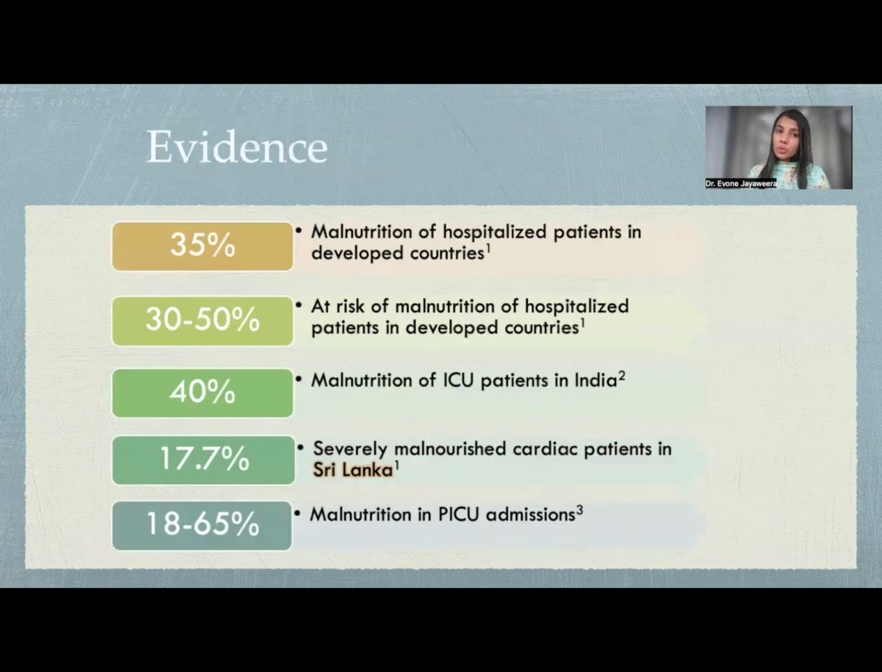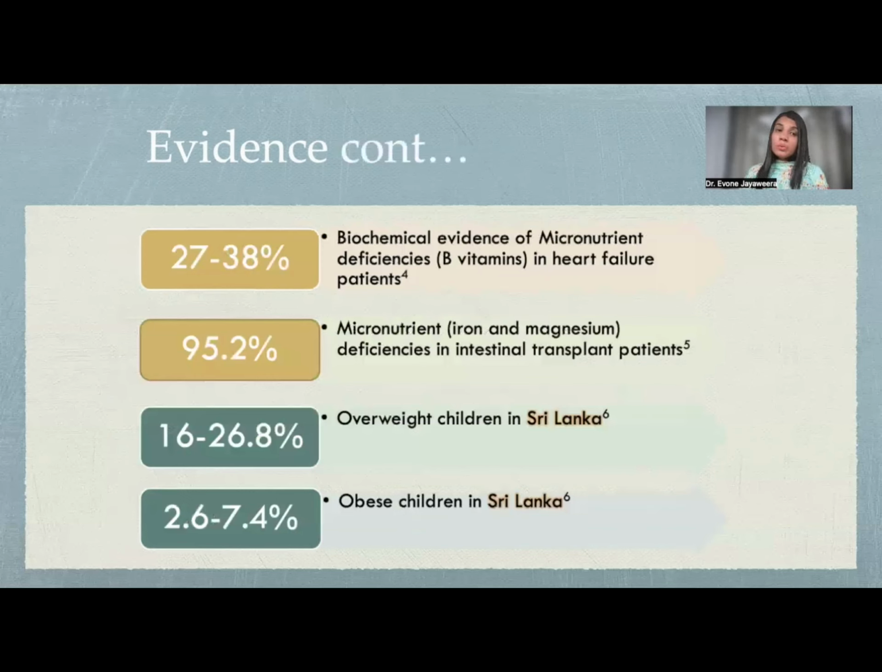Further to what I was saying, these are the evidences. Even in developed countries, 35% of patients are malnourished, and also 30 to 50% are at risk of malnutrition. And in our ICUs in India, it's found that 40% of patients are malnourished when they are being treated for other disease in ICUs. In Sri Lankan data, about 17% of cardiac patients are malnourished. And all over the world, in PICU patients, about 65% are malnourished.